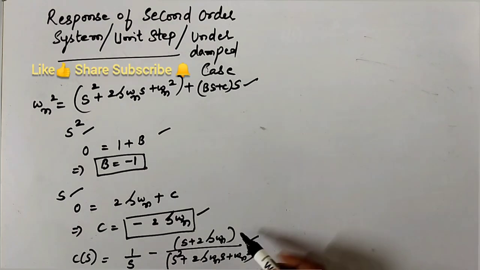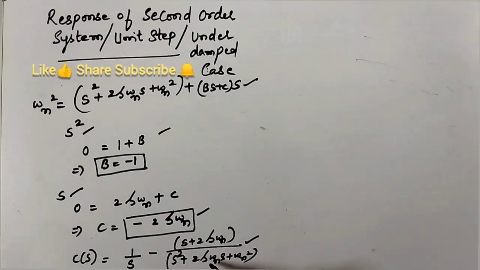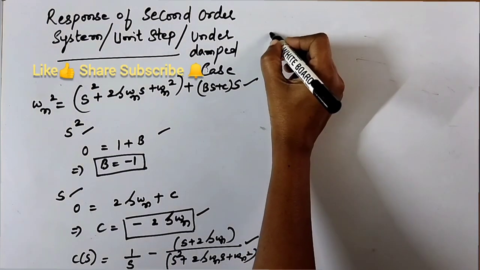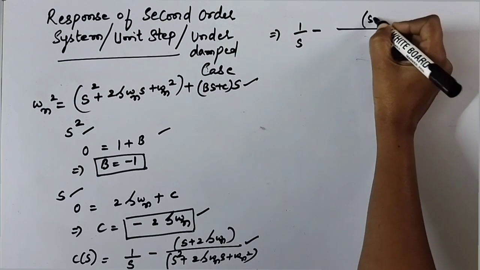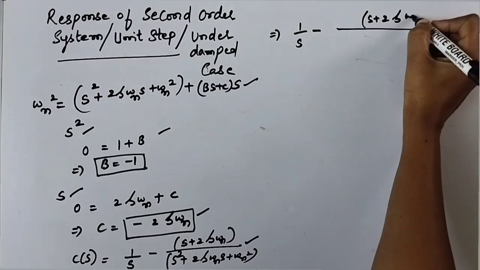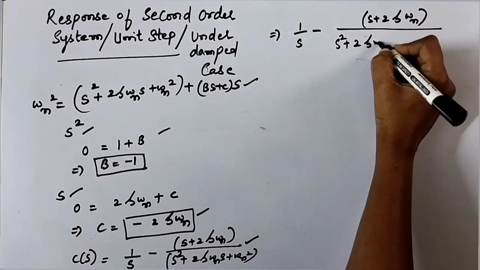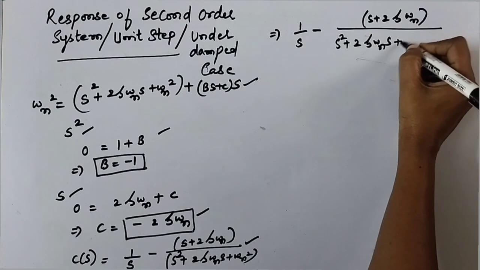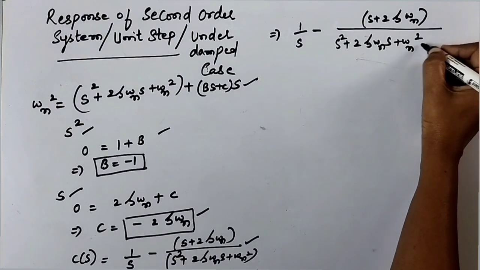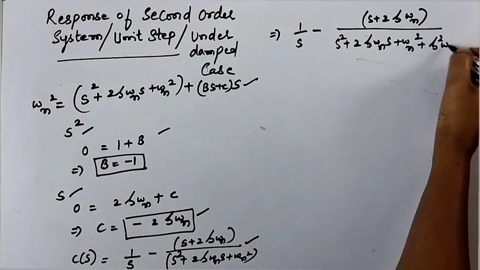Now from here we are adding and subtracting zeta square omega n square to the denominator of the second term in this equation. So that would be 1 by s minus (s plus 2 zeta omega n) by s square plus 2 zeta omega n s plus omega n square, adding and subtracting zeta square omega n square.